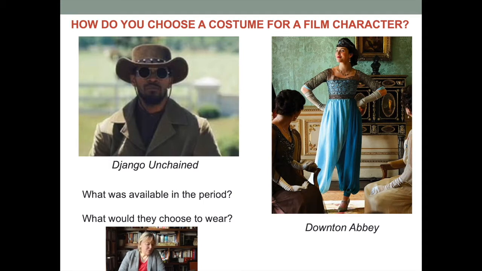But what you normally have to consider is what was available in the period and what would the character choose to wear. So like this character from Downton Abbey, she is the youngest and most independent and rebellious daughter of the family. So the moment that this costume with pants became available, she would have it. She was rich and she wanted to shock. So this is what she would have.